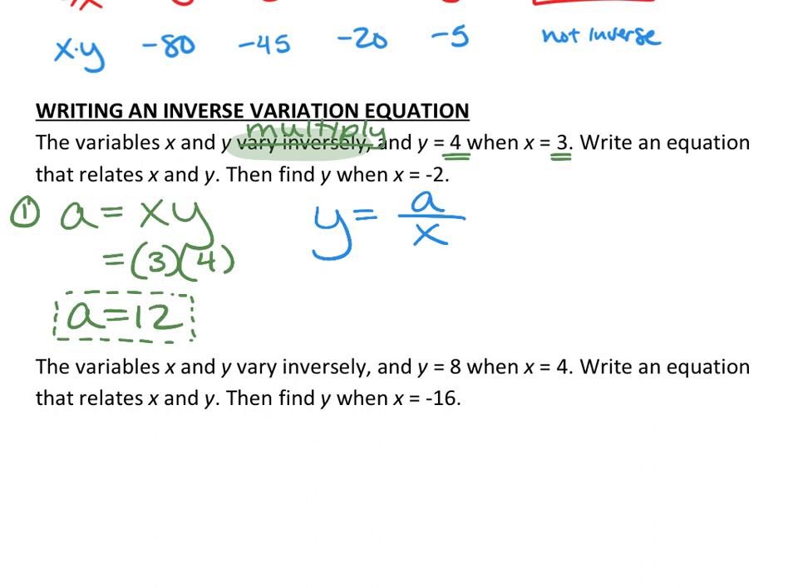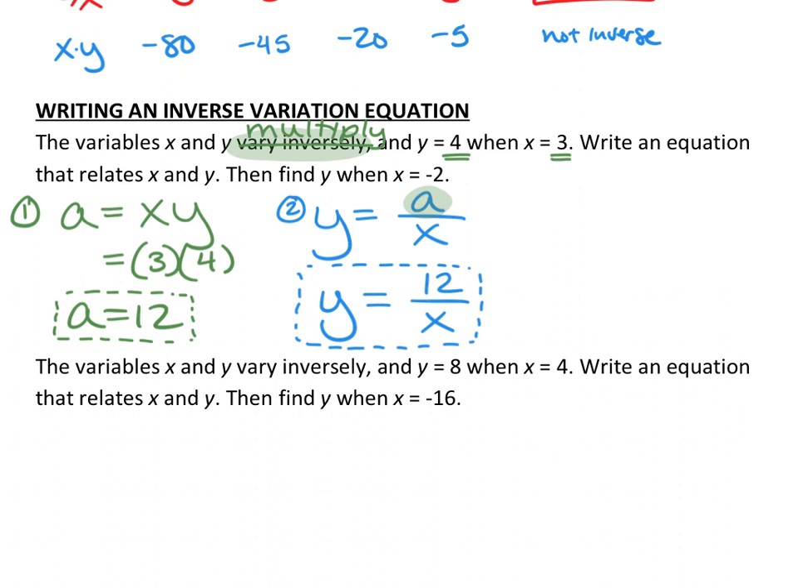Yes, sorry, this is step 2. Thank you. But now that we know the value of a, we found that in step 1, what should I put up there at the top of the formula? 12. So instead of a, I'm going to put 12. Check. Again, this is not my final answer, but it is the answer to this step. That's the equation that it asks me for.